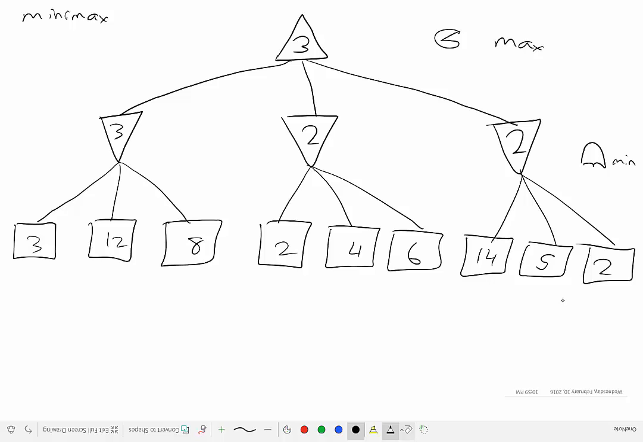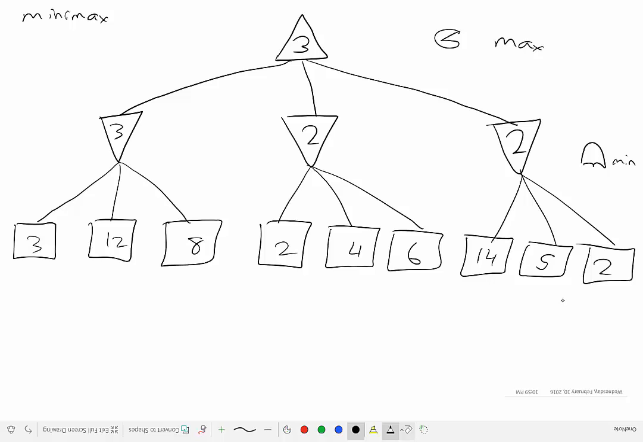But now we noticed that we looked at some nodes and we did some extra work that we didn't really have to. So let's look at what we did. So we started at the root, we went to the left, and we got 3, 12, and 8, and the ghost chose 3. Okay. Now we go to the center node and we look at this first one right here. So we look at 2 and we assign 2.